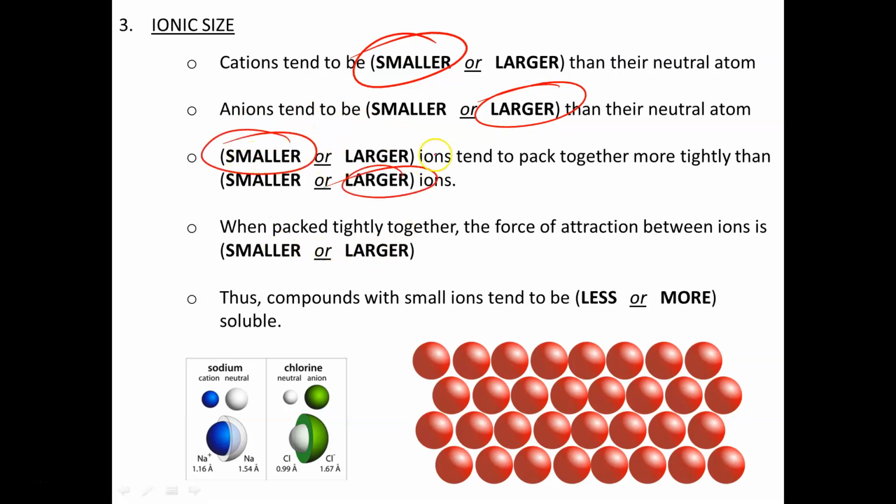Now, smaller ions tend to pack together more tightly than larger ions. With larger ions, there are bigger gaps between them, while smaller ions are able to fill in those gaps, making them more tightly packed together. When tightly packed together, the force of attraction between ions is larger, because now those ions are closer together. Like magnets, the closer they are, the stronger the attraction. As such, compounds with small ions tend to be less soluble because they're more tightly packed together, they have a strong attraction between them, it's harder for water to remove them from their crystallized structure.